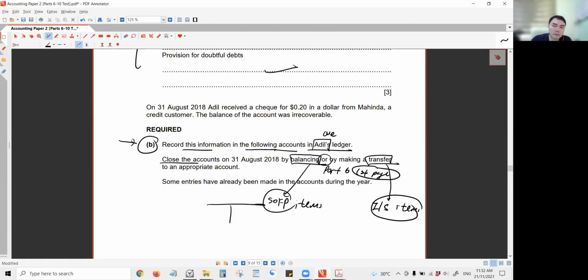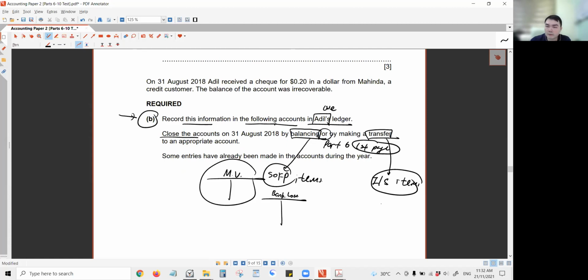For example, you have a motor vehicle account. Motor vehicle is something that appears in the SOFP, so do the balancing process. You have a bank loan account. It is a liability in the SOFP, so you have to do the balancing process. Transferring process: let's say you have a rent account. Rent is an item in the income statement, so you do the transferring process. Insurance account is an item in the income statement, so you do the transferring process.